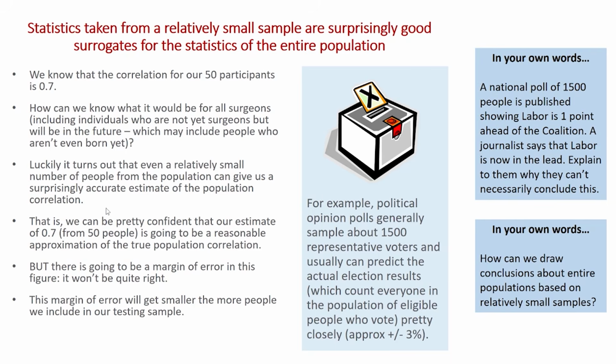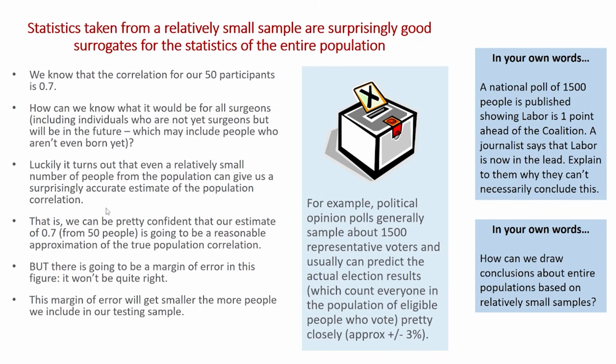In your own words, a national poll of 1,500 people is published showing Labour is 1 point ahead of the coalition. A journalist says that Labour is now in the lead. Okay, explain to them why they can't necessarily conclude this. The answer to that is that probably a 1 point advantage from a poll of 1,500 people is within this error margin of plus or minus 3%. So that essentially means that that 1 point advantage is not statistically reliable. It's within that margin of error. You can't say that Labour is in the lead from that sort of result.